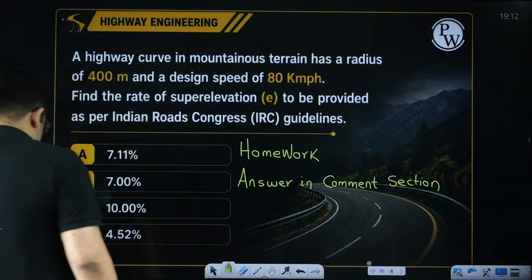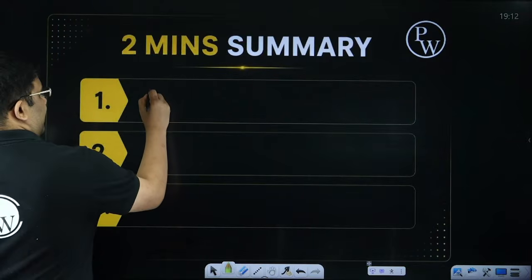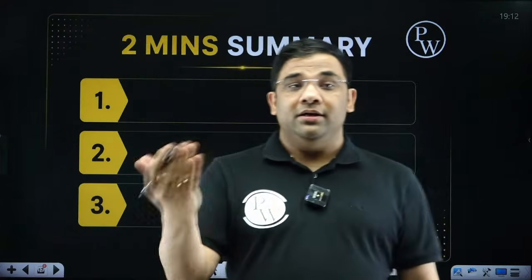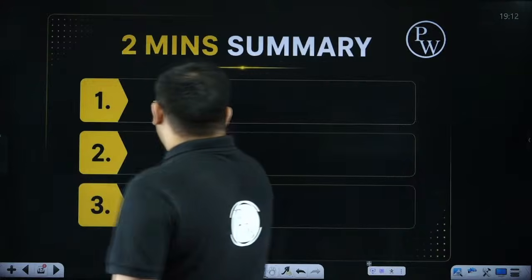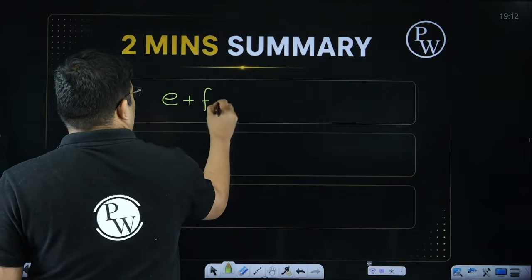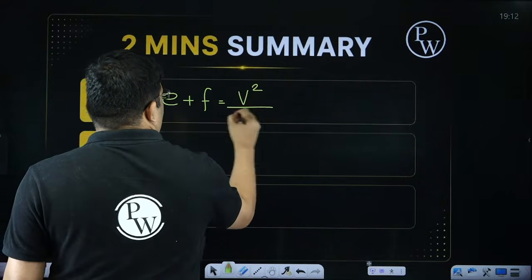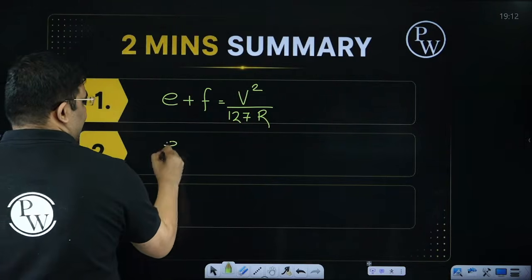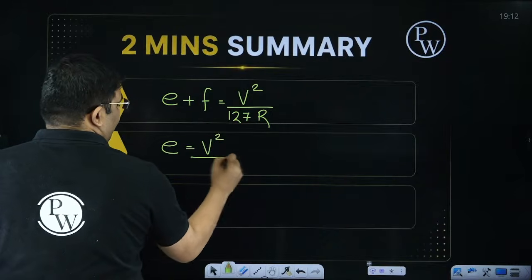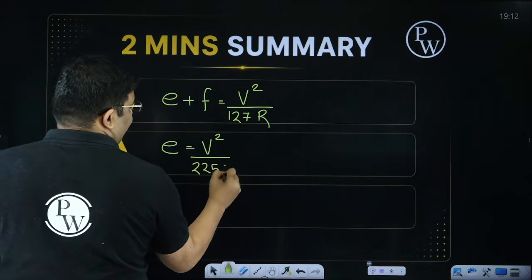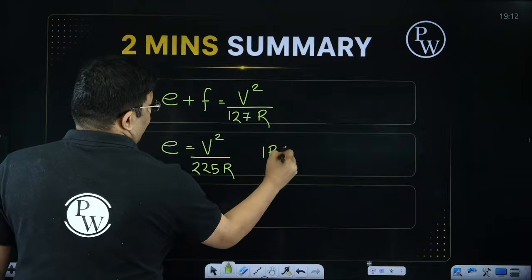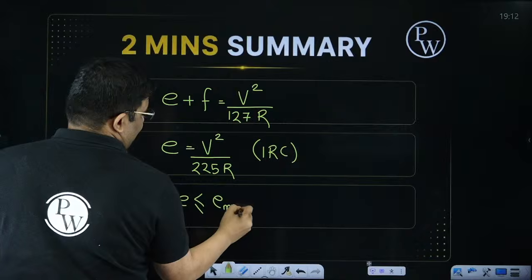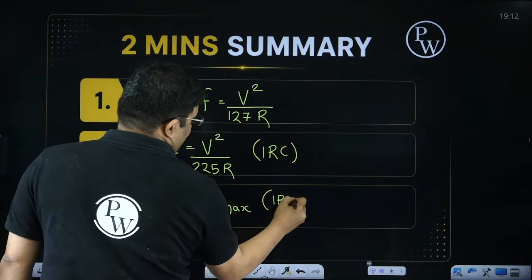Let me summarize. We saw why we need superelevation: we tilt the road to counter the centrifugal force. Then we saw this equation, e plus f is equal to V square by 127R, which we use when there is development of friction. Then as per IRC, we use e equal to V square by 225R, and this superelevation should be less than or equal to the maximum value, which is also as per IRC.